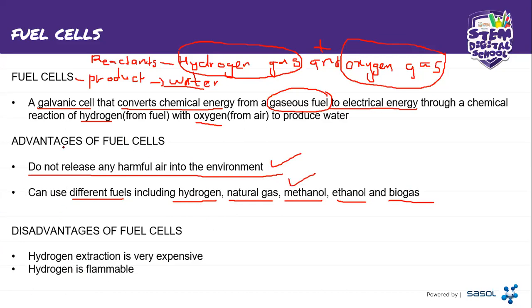Now, what are the disadvantages of fuel cells, especially hydrogen fuel cells, right? The problem is actually with the hydrogen, because the extraction of this hydrogen from the gaseous fuel is very expensive. And secondly, hydrogen is flammable. And those are the alternative sources of energy that you had to know.